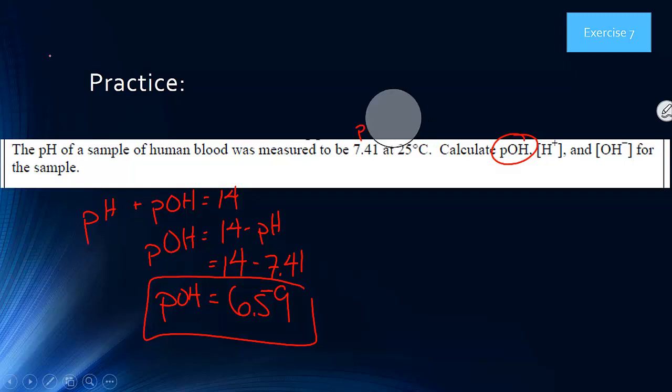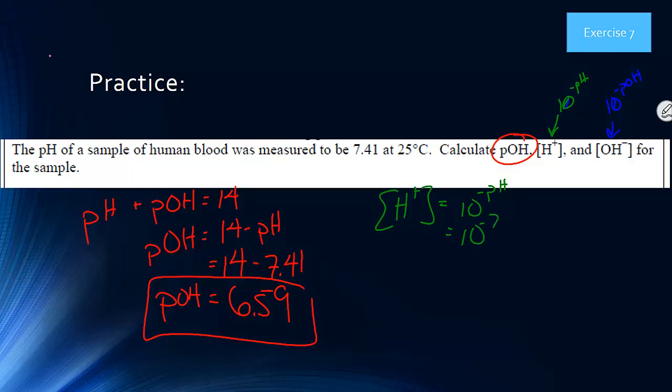With the pH and the pOH, we can calculate our concentrations. Our concentrations are 10 raised to the negative of that value. So the concentration of hydrogen is 10 raised to the negative pH, while the concentration of hydroxide is going to be 10 raised to the negative pOH. Concentration of hydrogen is going to equal 10 to the negative pH, which we were given as 7.41. So the concentration of the hydronium ion is 3.89 times 10 to the negative 8th molar.